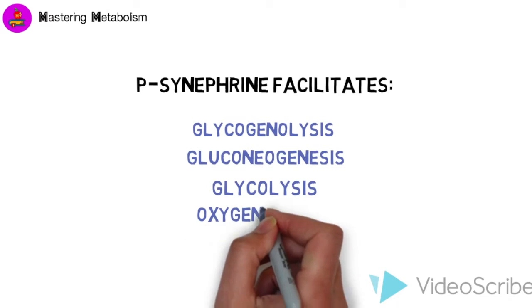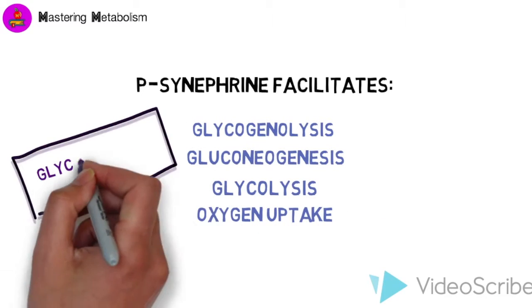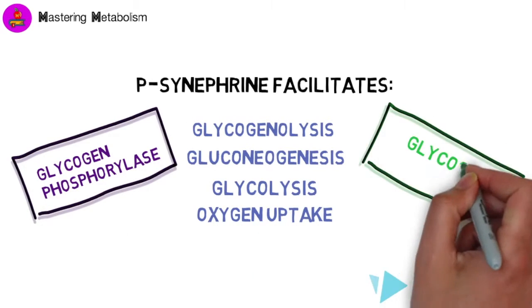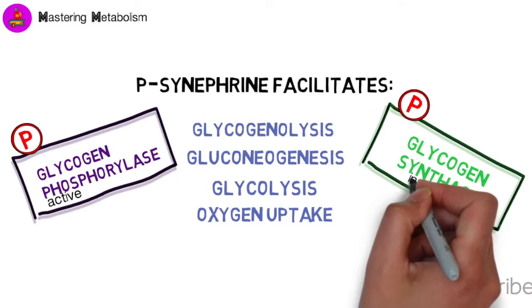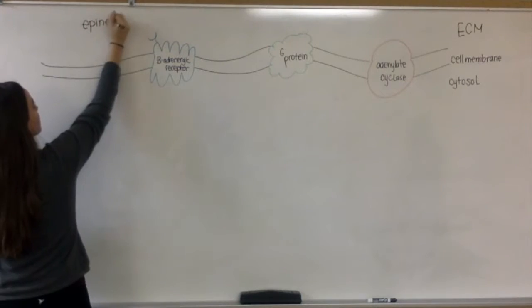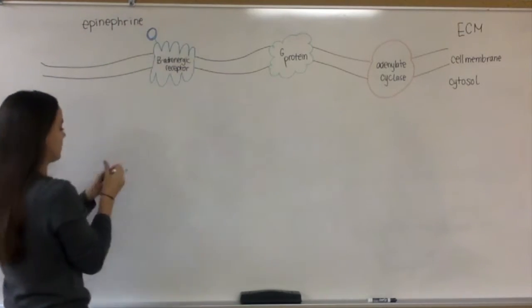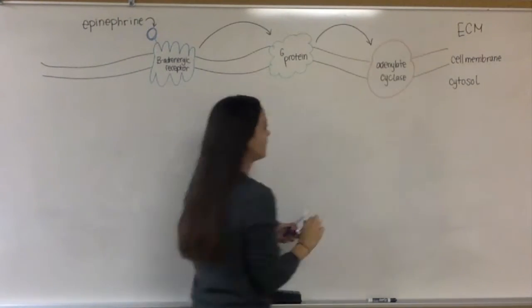Glucose metabolism is regulated by glycogen phosphorylase and glycogen synthase. These enzymes are both regulated by phosphorylation. However, phosphorylase is active when phosphorylated, whereas synthase is inactive when phosphorylated. The activation of glycogen phosphorylase and inhibition of glycogen synthase is initiated by epinephrine.